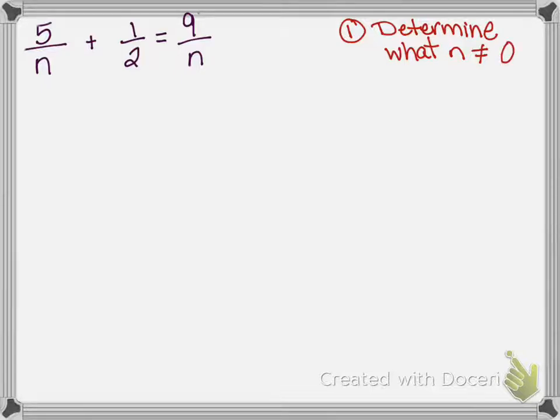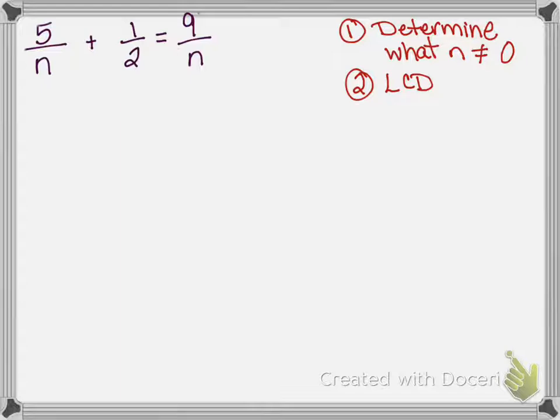When we finish solving this, we've got to go back and check to make sure that our answer is not 0. Because if we get an answer of 0, we have to throw it out. Now, the second thing that I have to do is determine my LCD. Everything has to be accounted for one time.